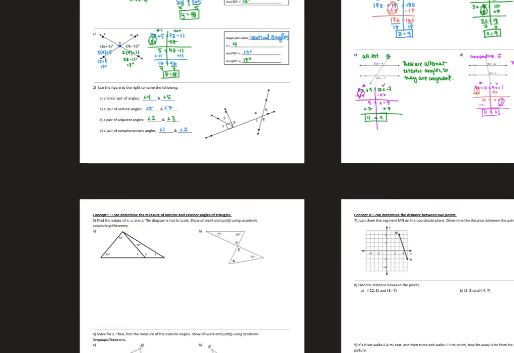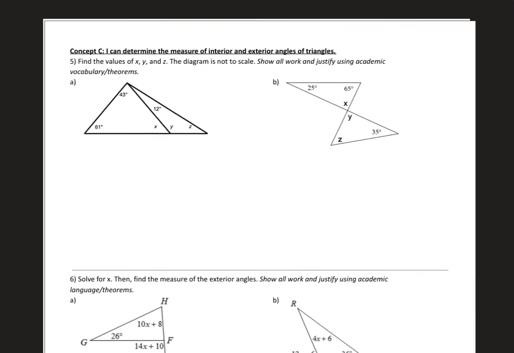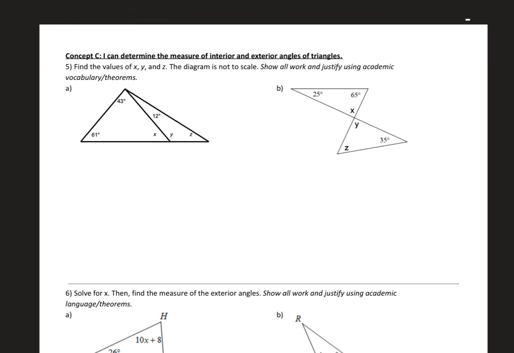All right, moving on to the next concept. So concept C are my triangle theorems. So number 5, we're finding the values of x, y, and z, and then we're going to show work and justify using academic vocabulary and theorems. So starting with A, we see we have two triangles, this triangle on the left and this triangle on the right. So we're always going to start with a triangle with two angle measurements. So that's going to be the purple triangle on the left.